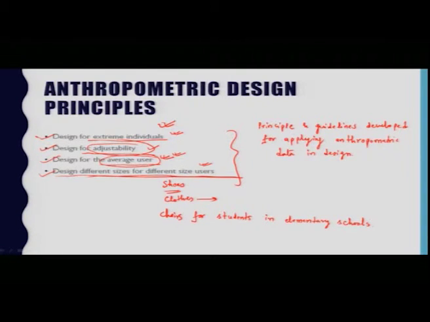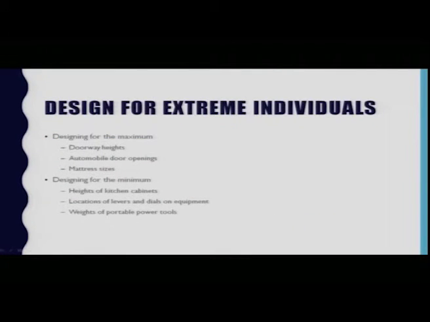So, in this way these are the principles. Let us go one by one in order to explain and understand this with some examples. First we will take this design for extreme individuals. In that we can categorize this as designing for the maximum and designing for the minimum. It means that we have to take care of the maximum height or the minimum height persons.